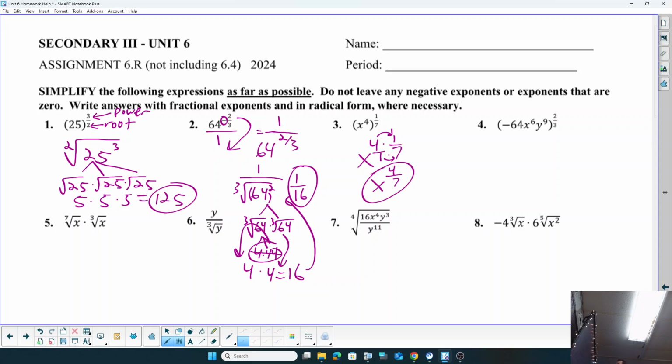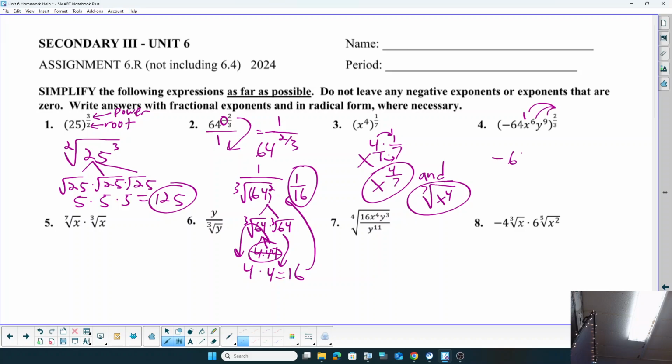Nice. The number 1 and 2, you don't have to rewrite as an exponent or a fraction or as a radical because it's just a whole number. But number 3, we got to rewrite it. So number 3 is going to be the 7th root of x to the 4th power is the other answer. Okay, so that's to the first power. We distribute.